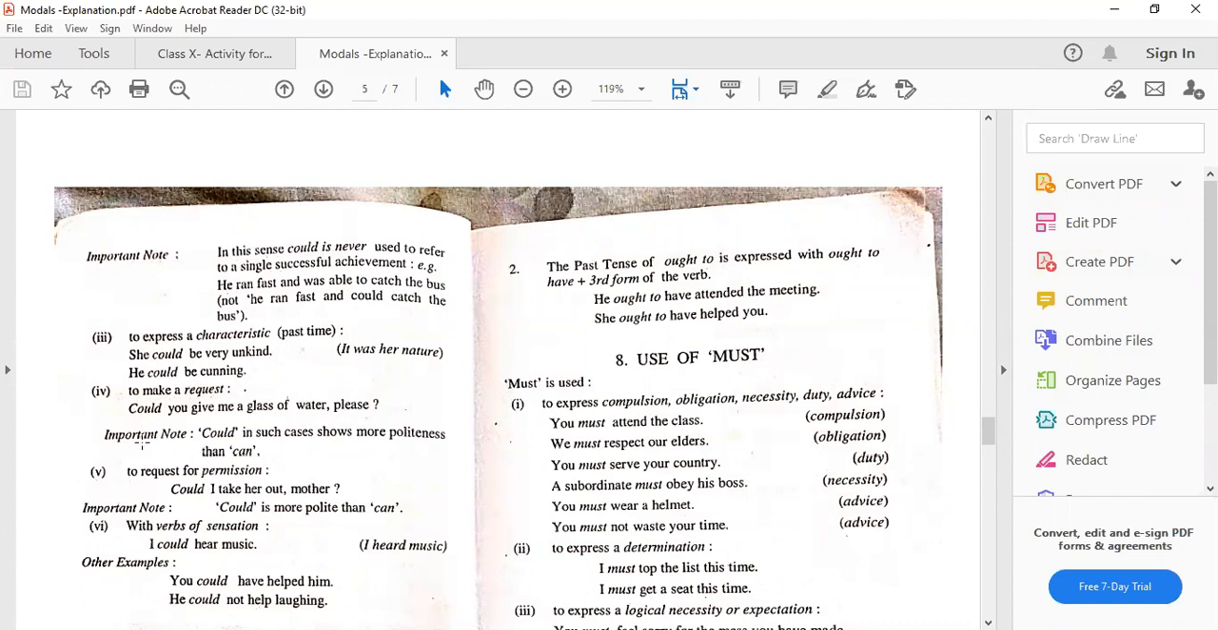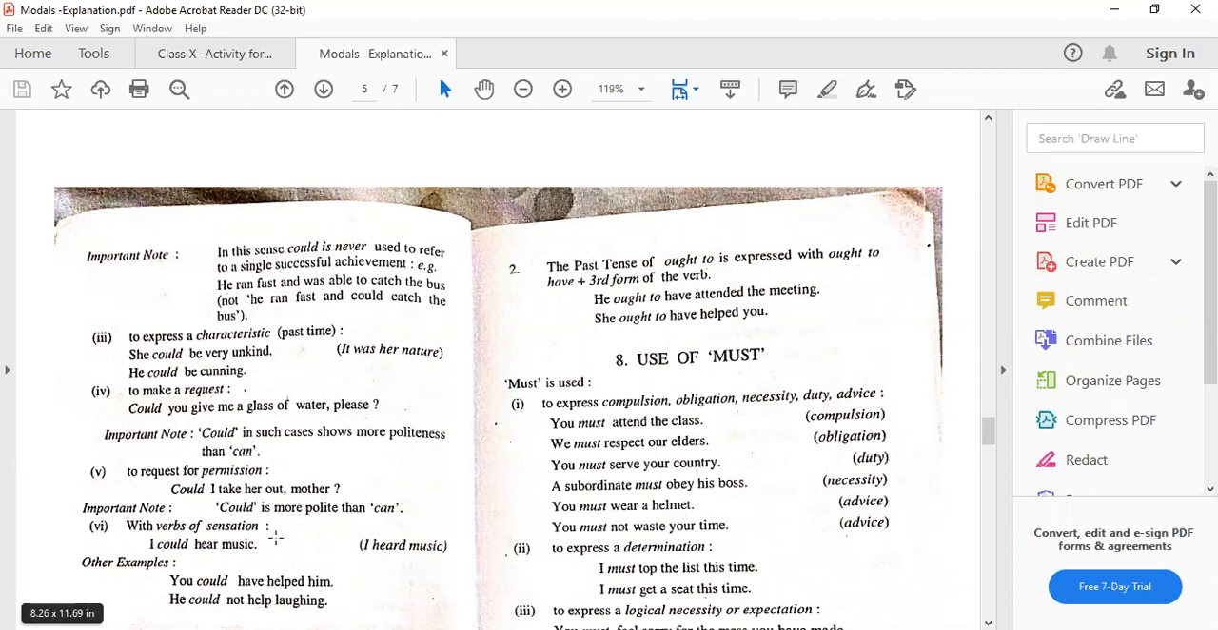To make a request, could you give me a glass of water, please? And what is the important thing? Could in such cases shows more politeness than can. हम can से भी कह सकते हैं, can you give me a glass of water, please? But if we want to be more polite, we should use could. To express permission, could I take her out, mother? Again, note the important point. Could is more polite than can.